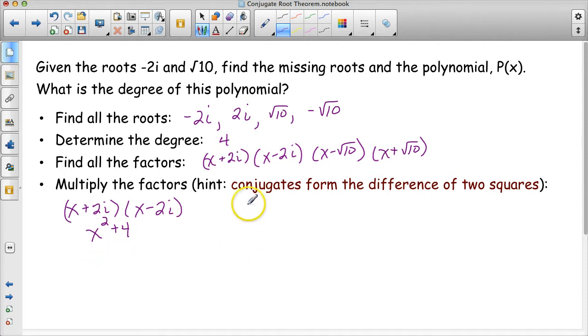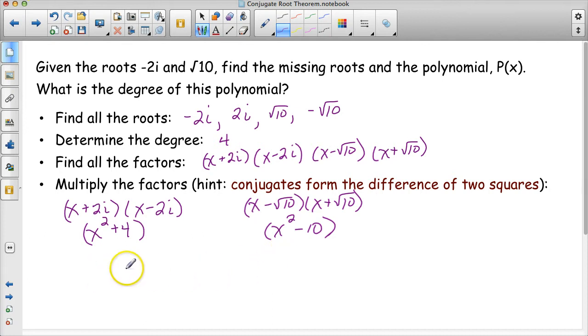All right, what about x minus the square root of 10 times x plus the square root of 10? This is definitely a difference of two squares. So I take the first term and square it, x squared. Subtract, that's my difference. And I take the second term, the square root of 10, and square it. What is the square root of 10 squared? It's 10. Well, look at this. Now I have two factors, x squared plus 4 and x squared minus 10. So what I want to do is multiply them together to get p of x.